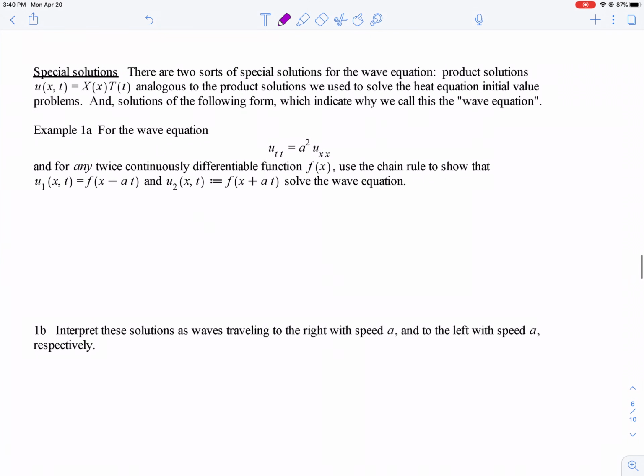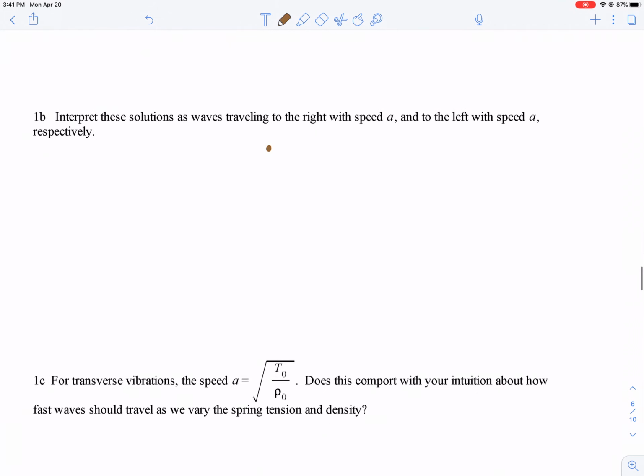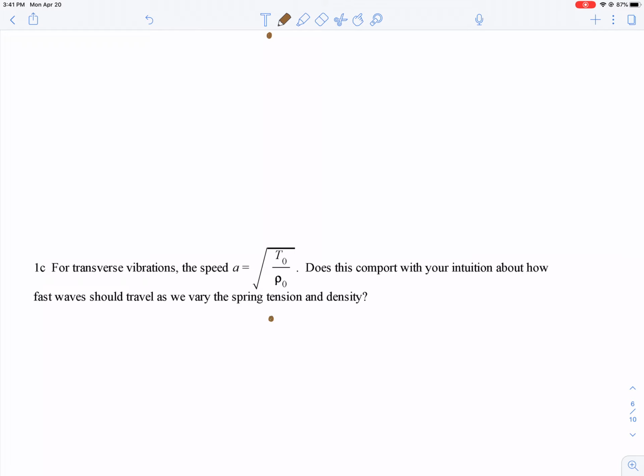Now, when I was thinking about the lecture, I thought it might be nice to talk about these traveling wave solutions in the warm-up exercise instead of here. So we already showed in the warm-up that the special solutions f of x minus at and f of x plus at solve the wave equation. We already interpreted these as traveling waves moving to the right or the left with speed a. And we already talked about the fact that it makes sense that if you increase the tension, the speed goes up, and if you increase the density, the speed goes down.